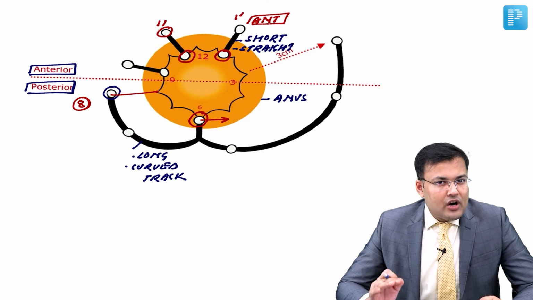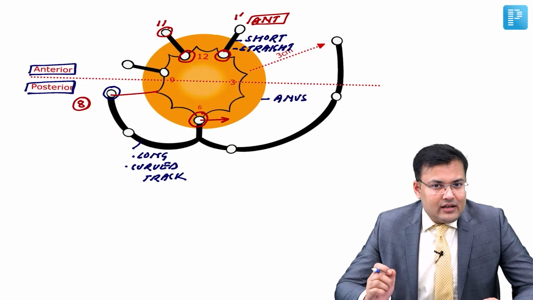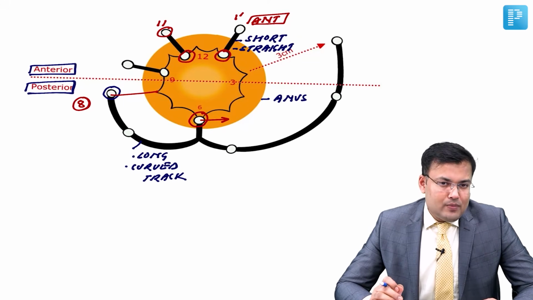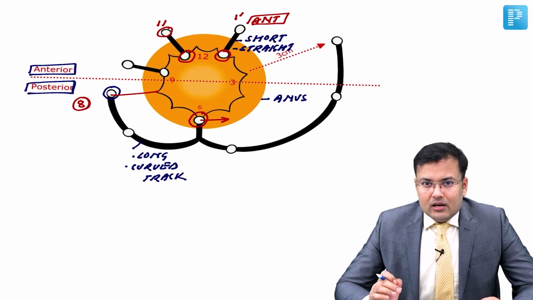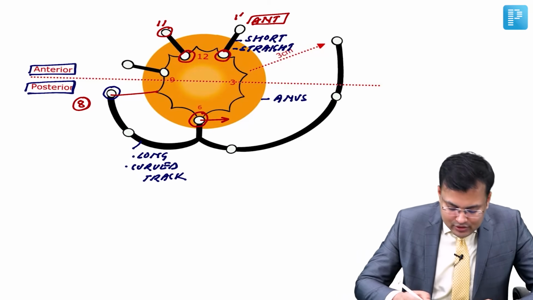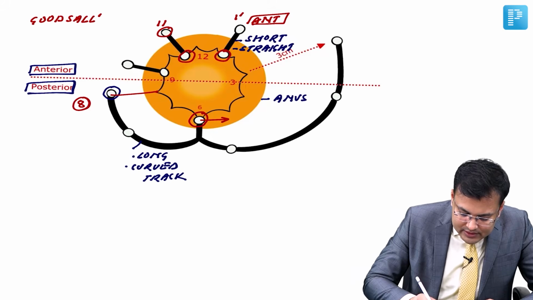So I'm repeating, according to Goodsall's rule, anteriorly located external openings are joined by a short straight tract. Posteriorly located external openings are joined by a long curved tract and it is going to open posteriorly in the midline. So the name of this rule is Goodsall's rule. Clear?